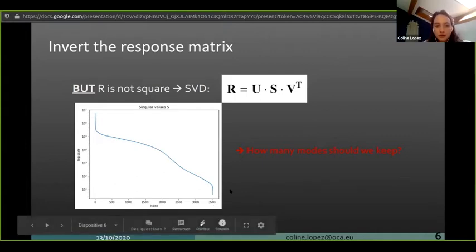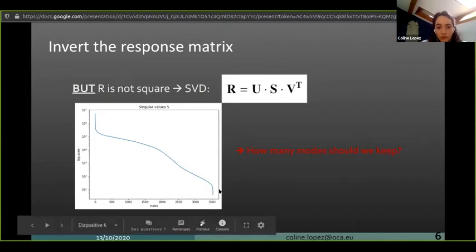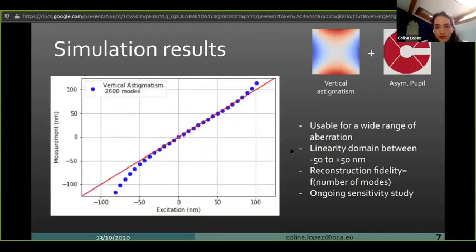So the question here is how many modes should we keep? Because if we don't keep enough modes, we are going to lose signal. But if we keep too many singular values, we are going to induce noise in our matrix because the last singular values are small. And so here, this is a simulation result that I can present to you. The idea is to input an aberration. So here, this is a vertical astigmatism, for example. I've used an asymmetric pupil, and here, what is plotted is for different amplitudes of aberration.